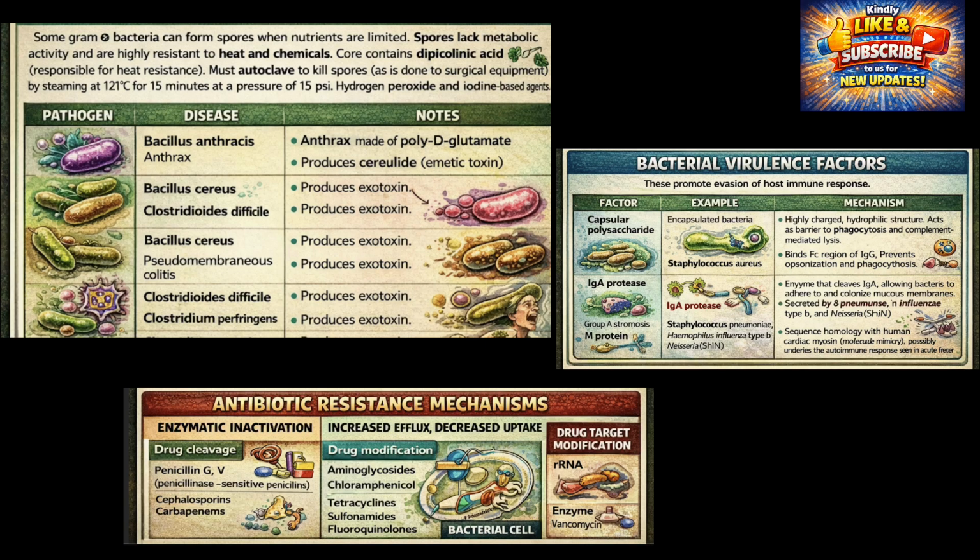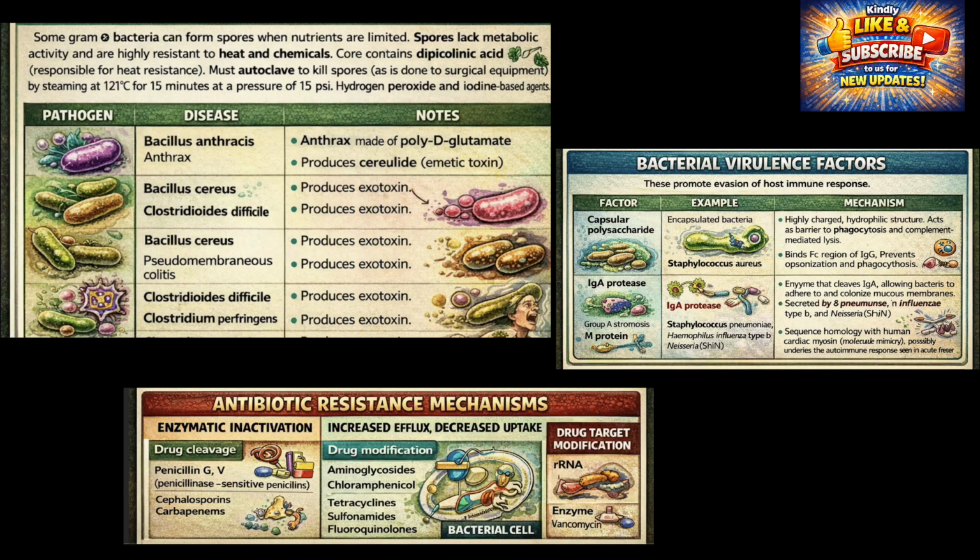Bacterial virulence factors are mechanisms that allow organisms to evade host defenses and establish infection, and they are often tested by asking which factor explains immune evasion or severe disease. Capsular polysaccharides are among the most important virulence determinants. These capsules are highly charged and hydrophilic, forming a physical barrier that prevents phagocytosis and protects against complement-mediated lysis.